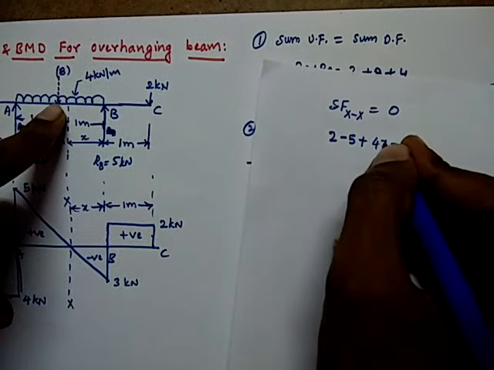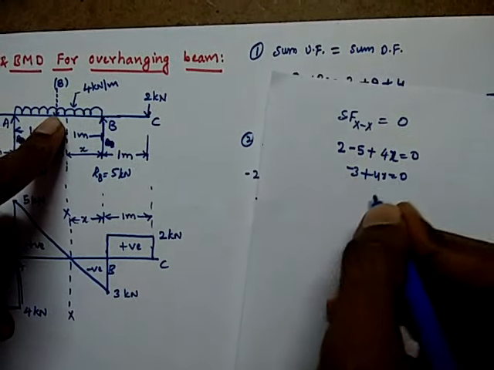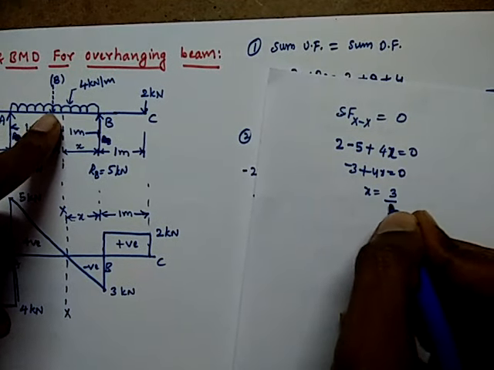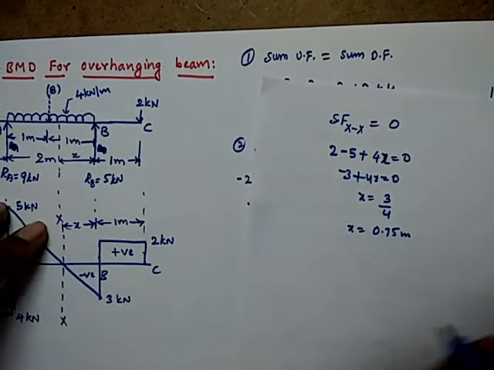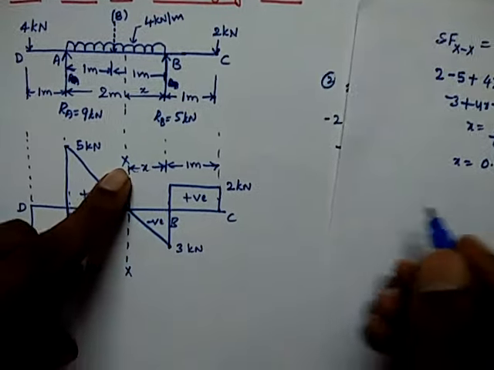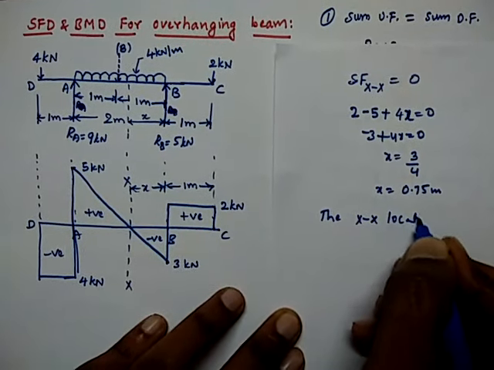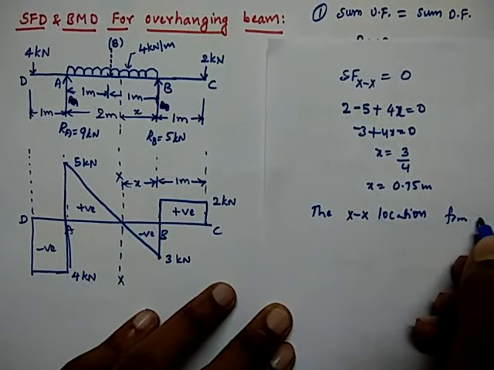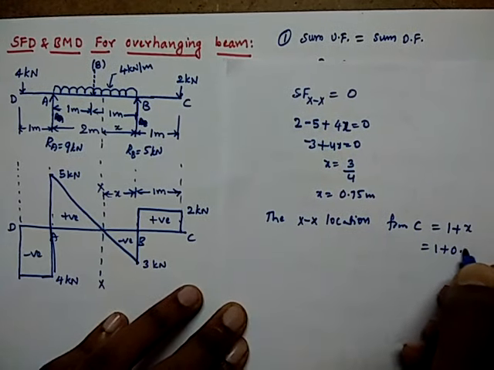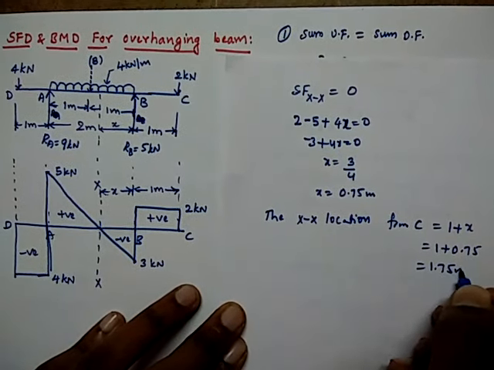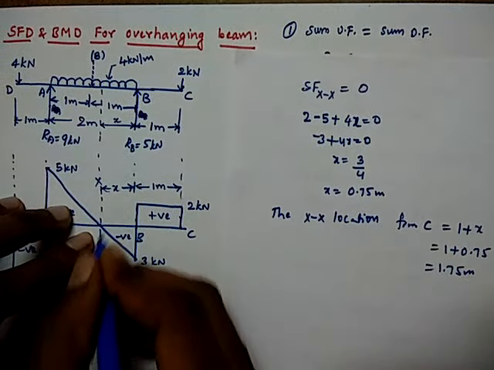So it is 0, and so it is minus 3 plus 4x equals 0, or x is equal to 3 by 4, or x is equal to 0.75 meters. So this is the distance x. The location of section XX from C is 1 plus x, which is 1 plus 0.75, so it is 1.75 meters from C, where the shear force is 0.